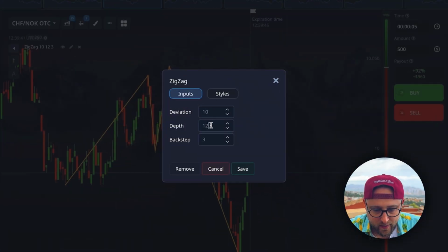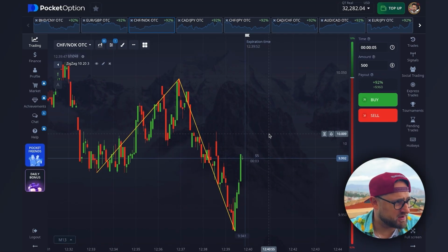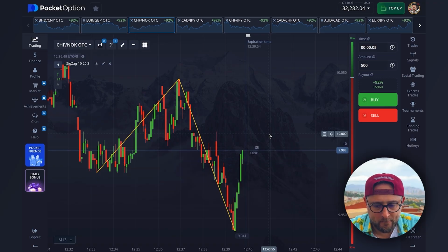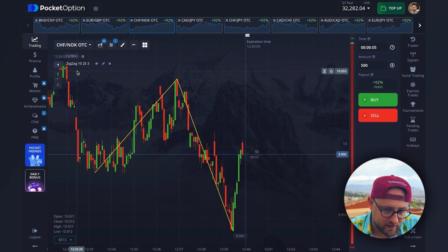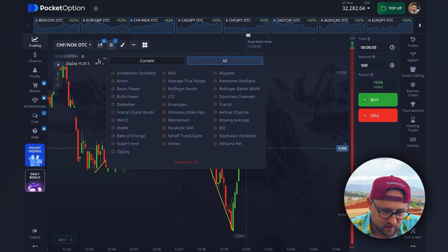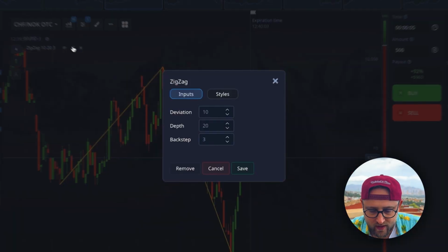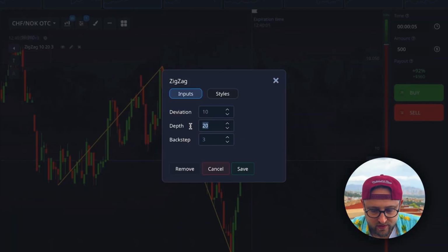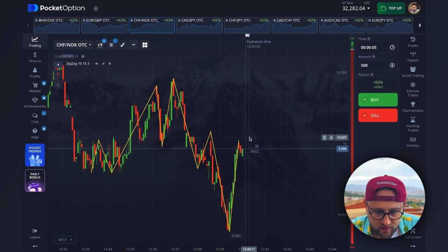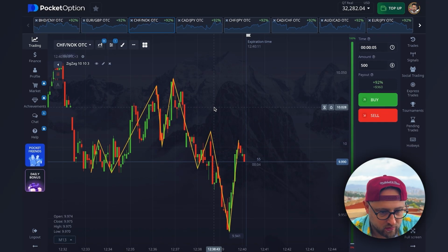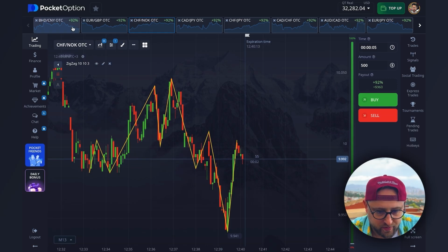Deviation is 10, depth is 20, but let me think. That is how many candles this indicator will analyze. And I think it's better to add 10. So it will be 10, 10, and 3. And of course, we will choose the high payout pairs.